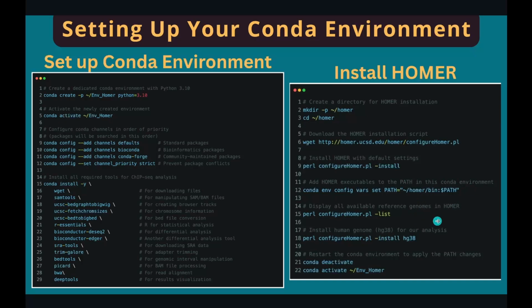And here we need to install the reference genome too, but HOMER has all the genomes built in, so we just need to list all the genomes that HOMER has using Perl and select the reference genome that suits your study. Here we use the human genome hg38. Once HOMER is installed, let's restart the HOMER environment to activate everything.